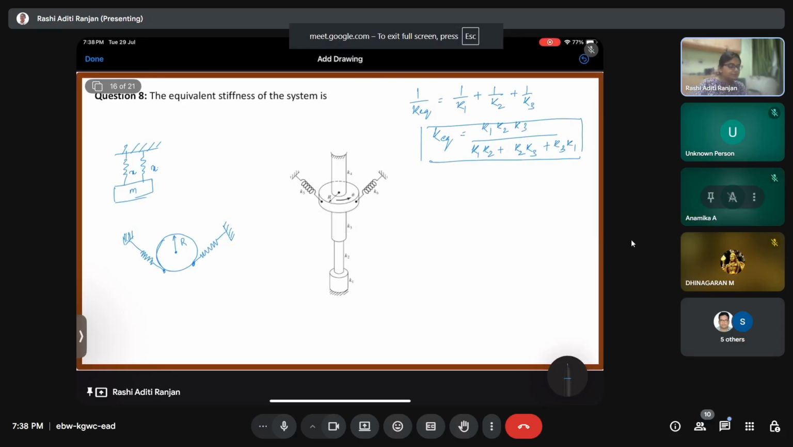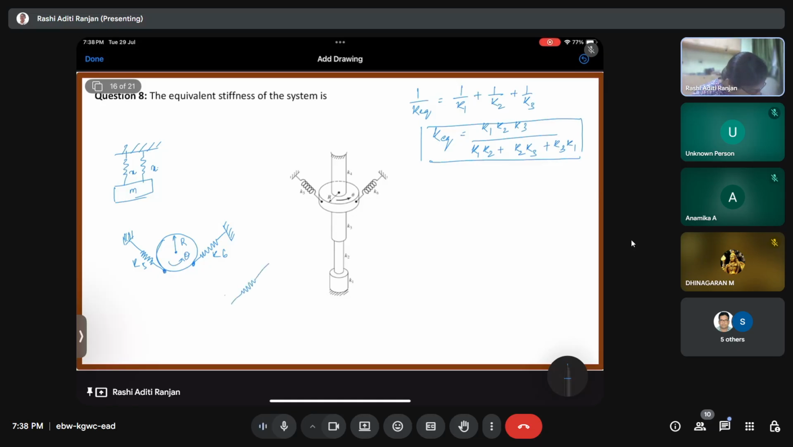Okay, something like this. Here we have K6, K5. Now, what is happening is that this is rotating by theta. So for this spring, what is going to happen? It was initially here. Now it will go from this point to this point. But here we'll consider that the variation is small. So for a small variation, the movement of the spring is going to be linear.